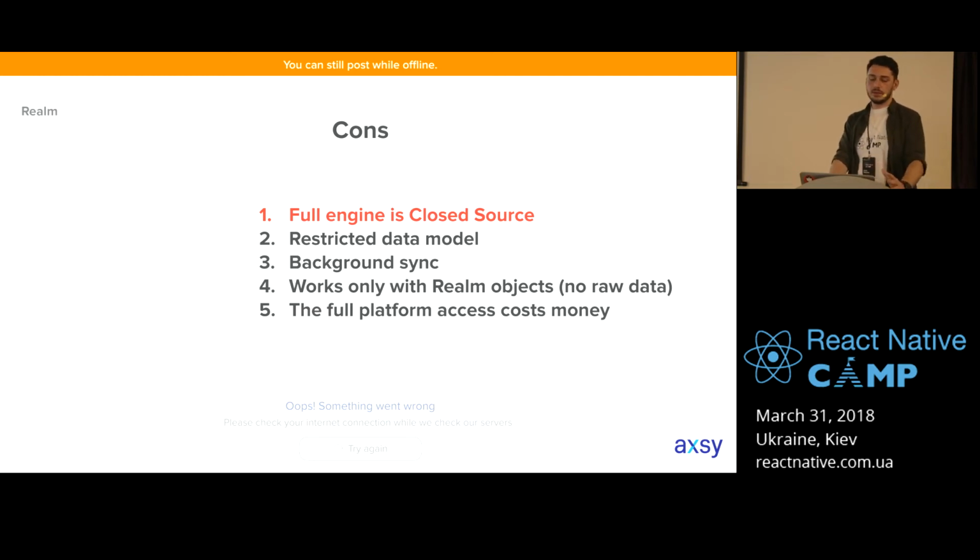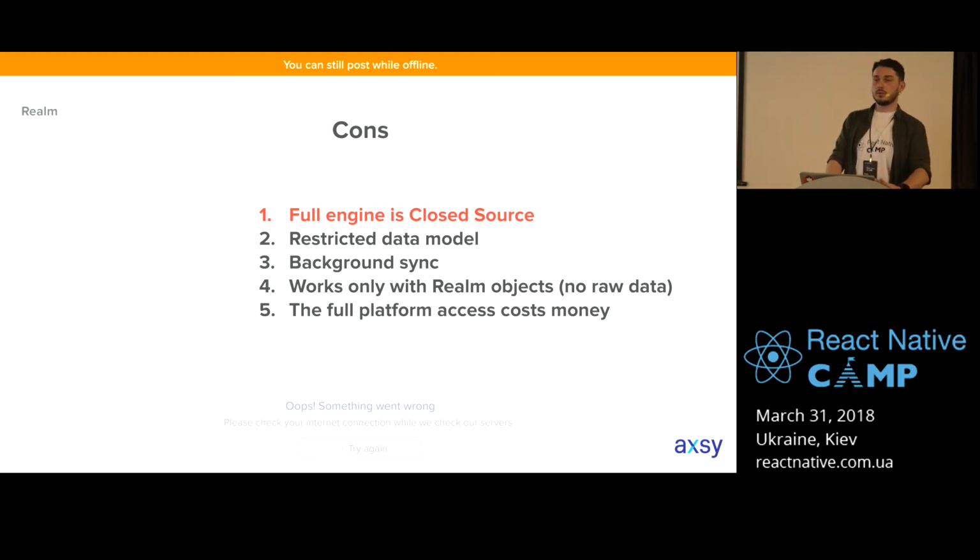The full Realm engine is closed source. That means that you can't hack it easily. It has a restricted data model, so if your data model doesn't fit with it, it might be tricky to convert a complex data model to something that Realm will be comfortable to work with. It has background syncing. I don't know why it's in the cons, because it's a good thing. And it works only with Realm objects, so there's no ability to get raw data.